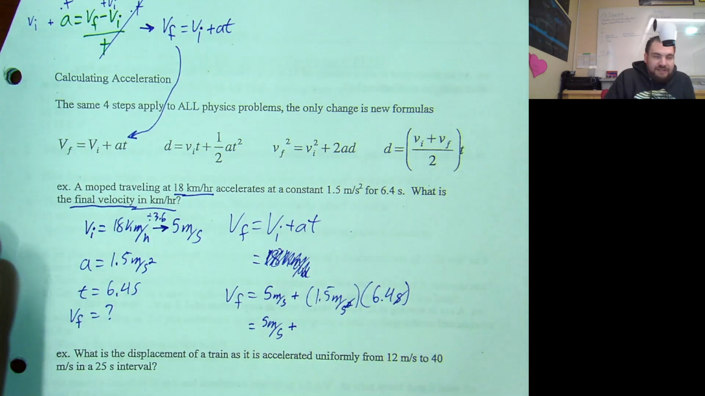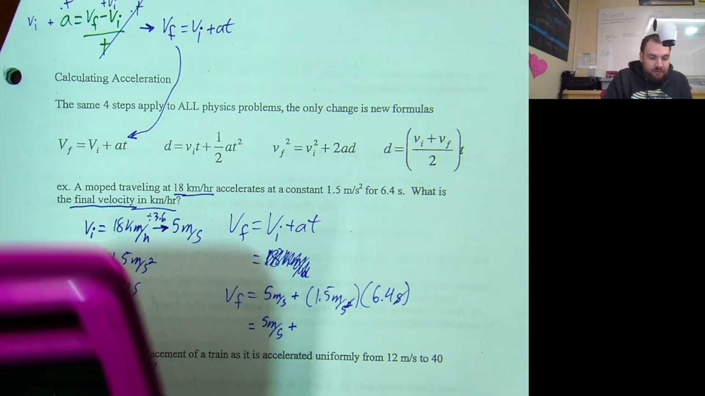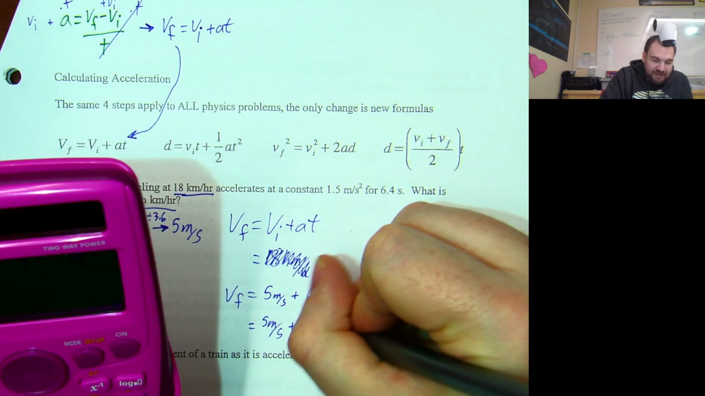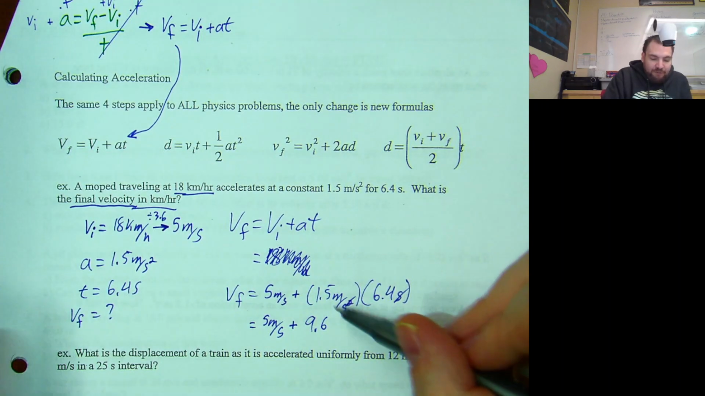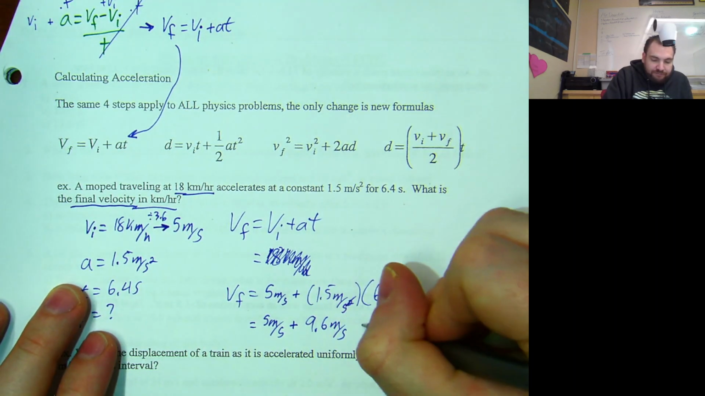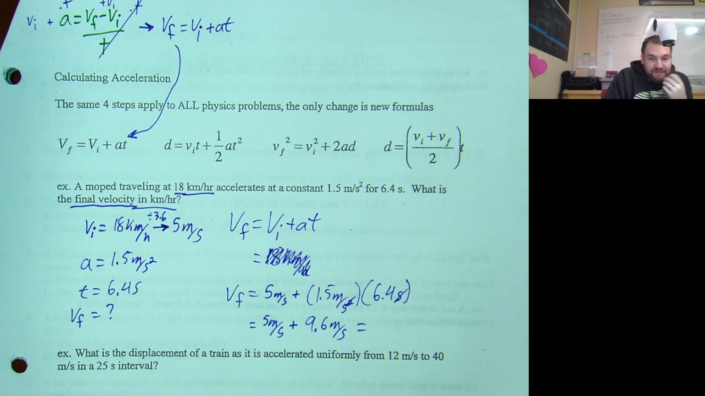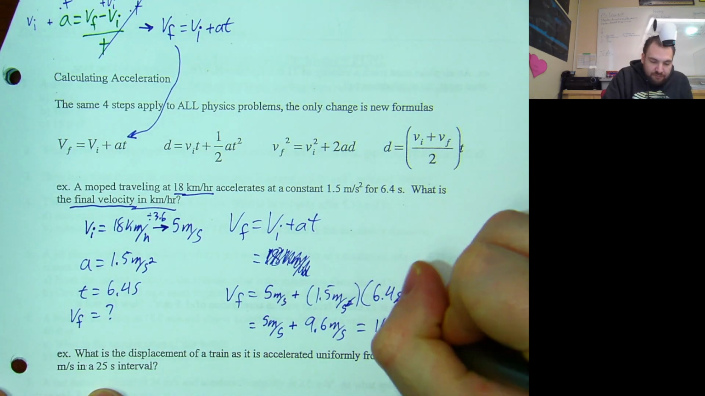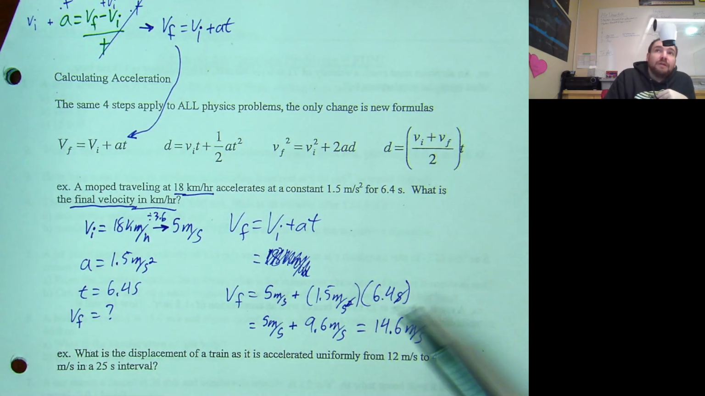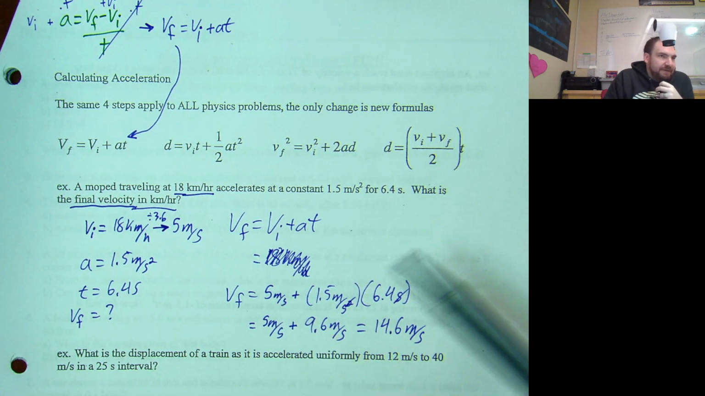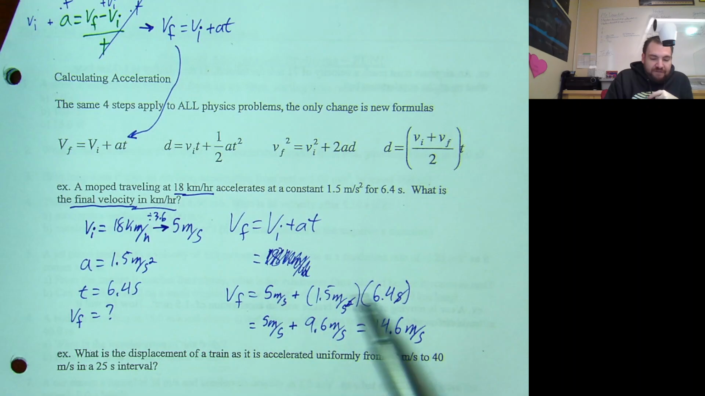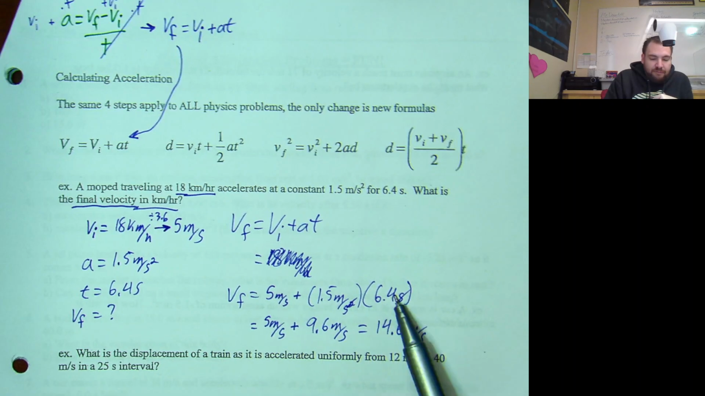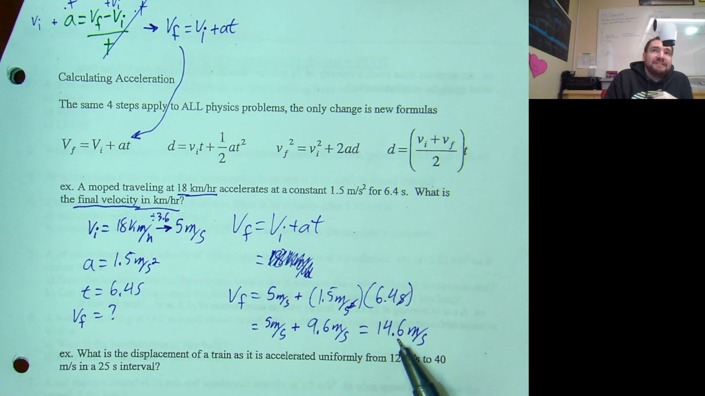I'm doing this in way more detail than perhaps you guys need to. 1.5 times 6.4 is 9.6. And now I'm left with meters per second. 9.6 plus 5 is 14.6 meters per second. So you guys are going to typically shove this thing into your calculator. You're going to go straight from here to here.